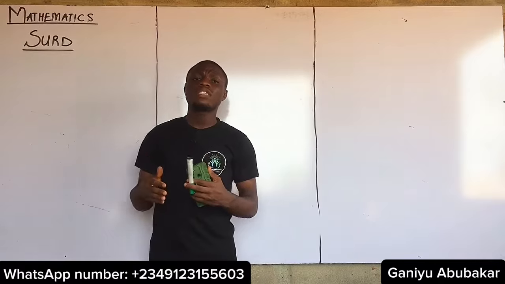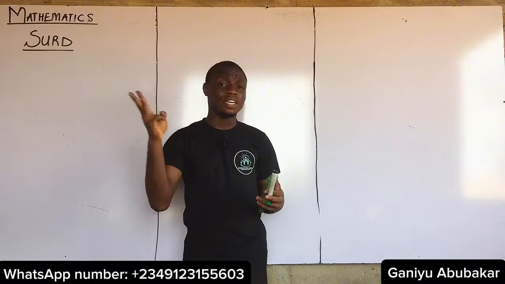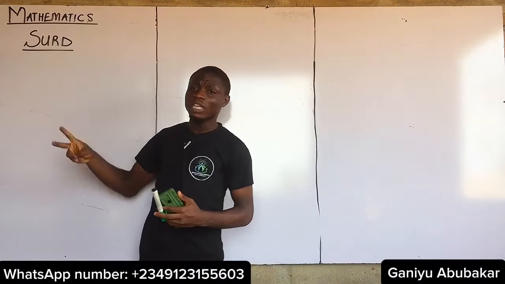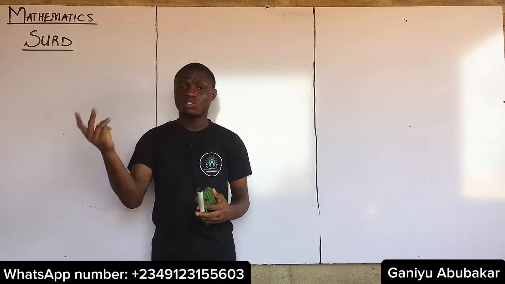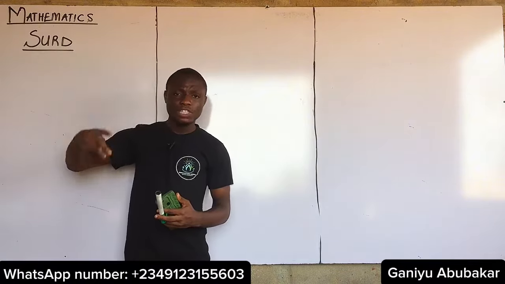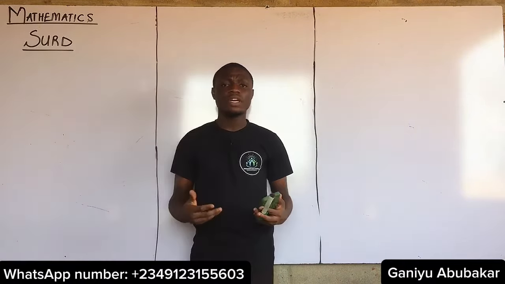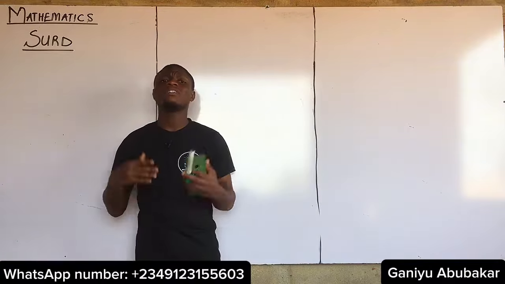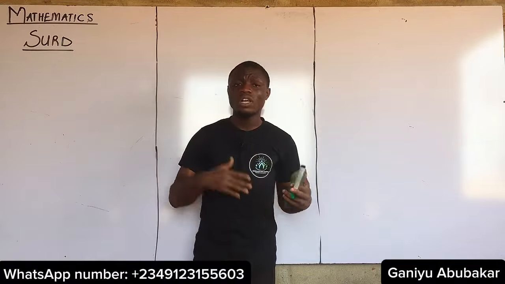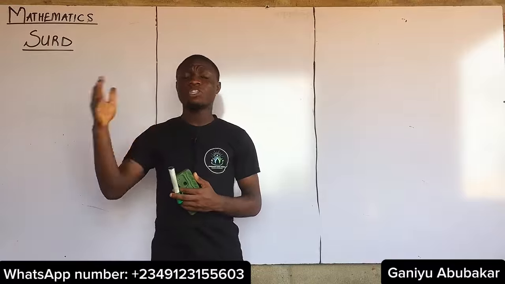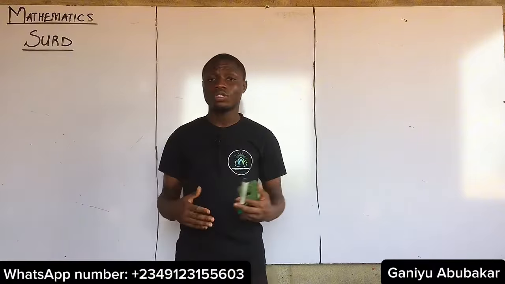So for this class, we're looking at three things. Number one, the concept behind surd. Number two, the basic rules of surd. And number three, the addition and subtraction of surd. In our next class, we'll consider the multiplication and division of surd.